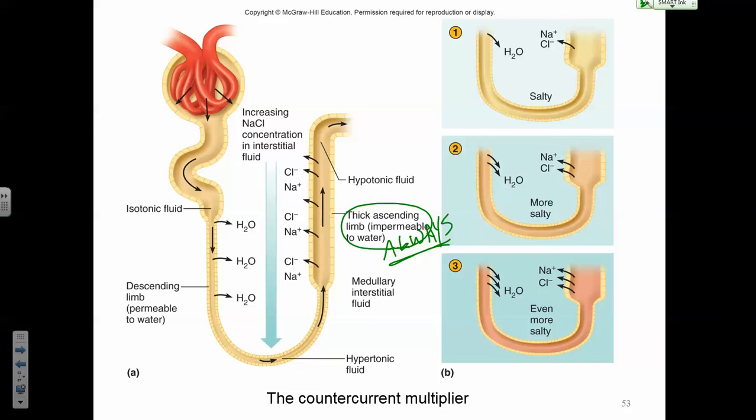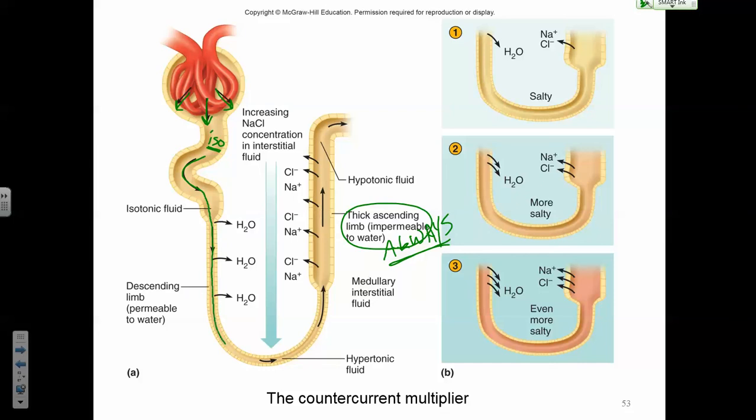All right. So going back to filtration. Remember I said whatever the composition of the plasma is, that's what the composition of the filtrate is. It just gets it across, right? After filtration has occurred, the filtrate at the proximal convoluted tubule, when it's first forming, is isotonic to its environment, to the blood of the peritubular capillaries. But as it starts moving down, some things are going to happen to it.